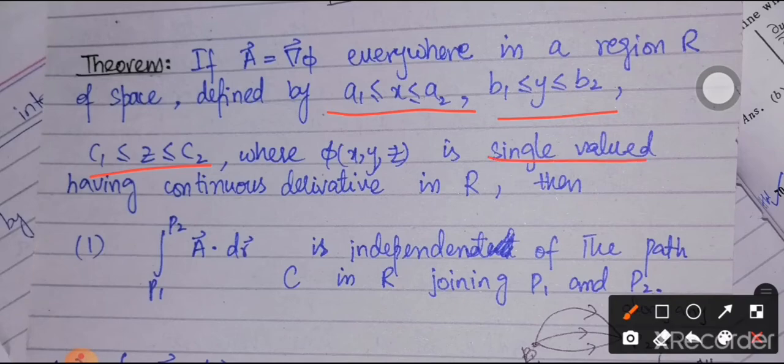What is meant by single valued? That is, for each pair of x, y and z we are going to have one defined value, and it has continuous derivatives in R. Then the first part is saying that the integral from p1 to p2 of A dot dr is independent of the path C in R joining p1 and p2.